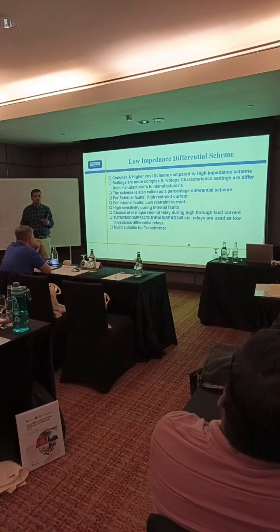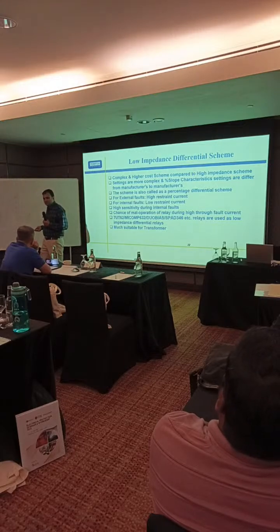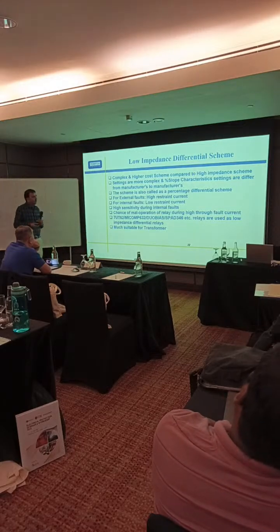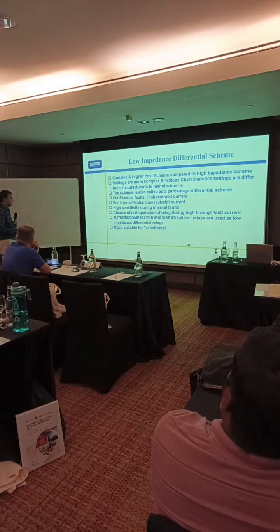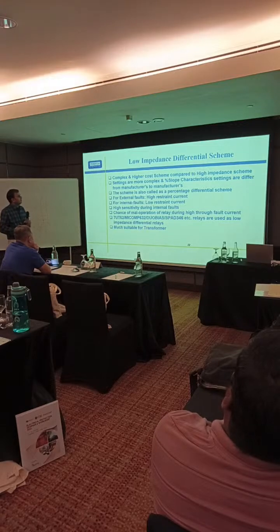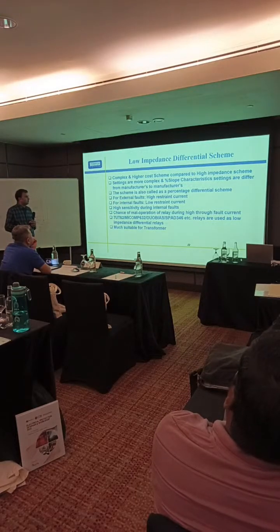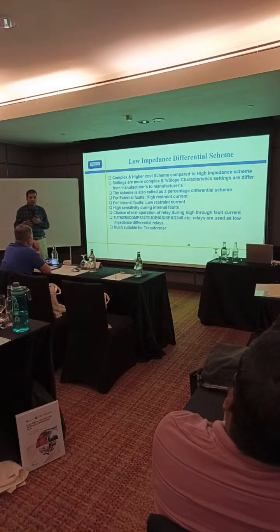The percentage differential scheme is named for this restraining feature. The relay which has a restraint winding is called percentage differential. In an external fault, there is high restraint current. In this condition, we have the option to compensate for CT saturation and external fault condition with different slope and detection methods, while in the high impedance case it is not available.